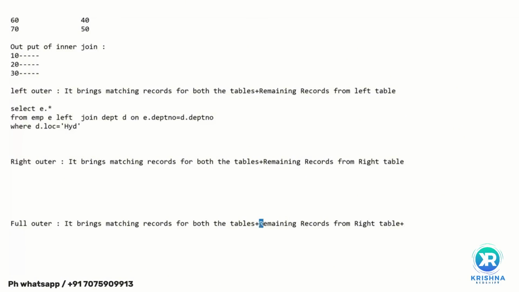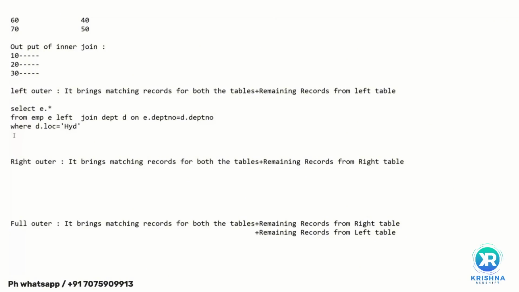Of course you can write remaining records from both the tables, but if you say it like this, it will be more impactful in the interview. It will have more impact. That means you have a clear-cut idea of what's happening. So it brings matching records from both the tables plus remaining records from right table plus remaining records from left table. That means basically it brings remaining records from both the tables. So full outer join will bring like this.